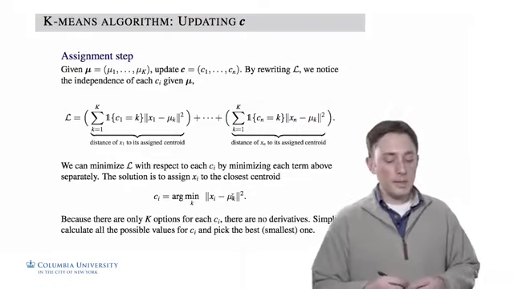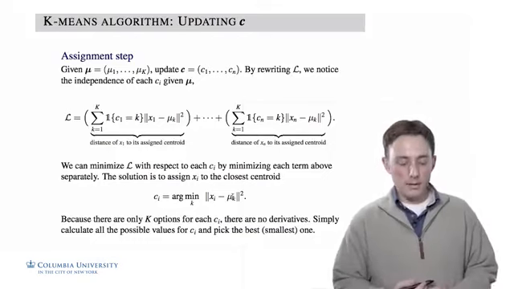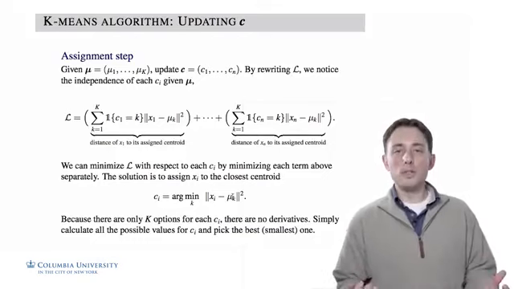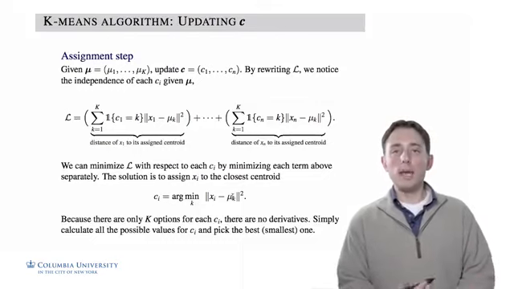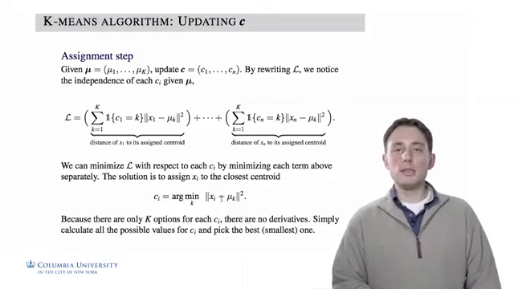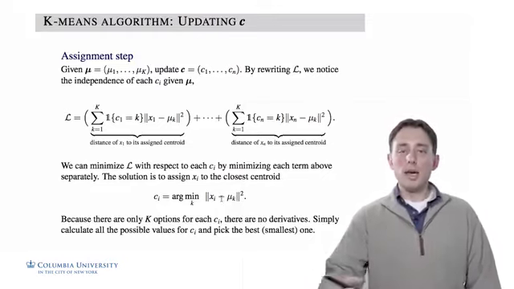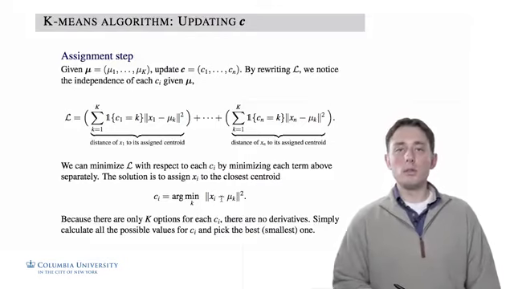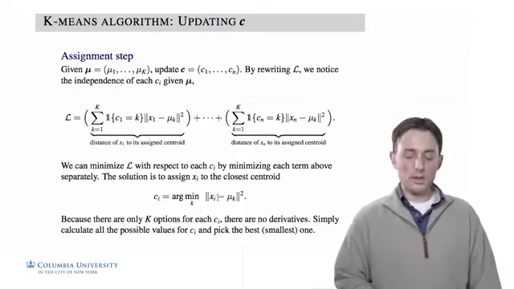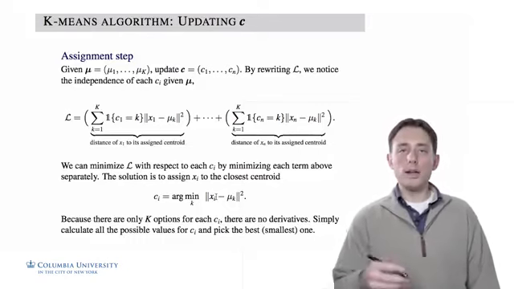So notice that because ci is a discrete variable, it can take one of k values, there are no derivatives here. However, because there are only k possible settings, we simply can calculate this distance and square it to each of the capital K centroids, and then pick the index of the smallest one. And so it's literally, for the ith data point, to assign it to a cluster, we are just searching all of the clusters and finding the one that the ith data point is closest to.